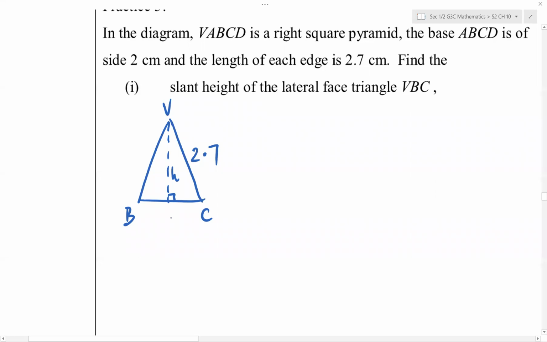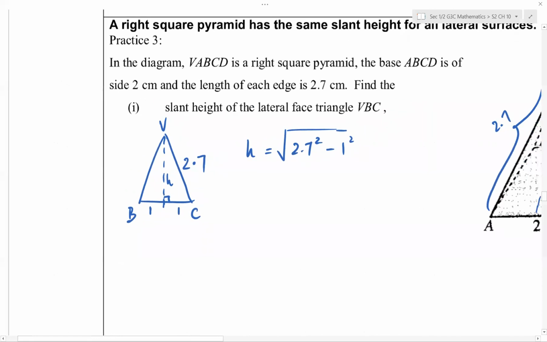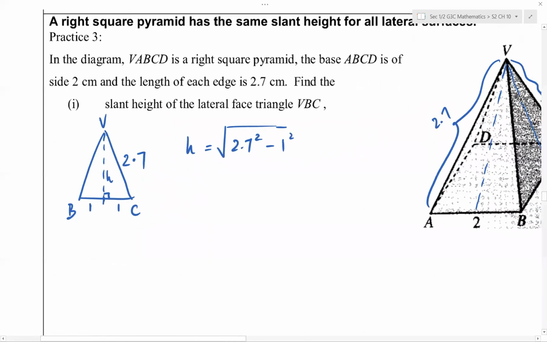When you see this type of question, you have to realize that the dotted line actually cuts BC into two equal parts. So we've got 1 cm here and 1 cm. So then he has isolated from this triangle 2 congruent right angle triangles. And then since he said Pythagoras theorem, it means that H is going to be square root of 2.7 square minus 1 square. This is going to be the perpendicular height of this triangle, otherwise known as the slant height of each of the lateral face triangle VBC.